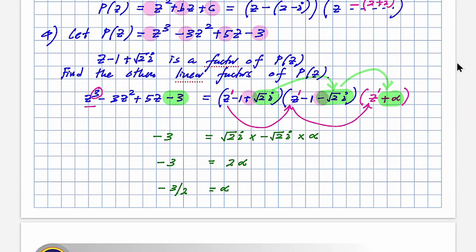Yeah, if your multiplication is right, check my multiplication, my values. So alpha is equal to that. So I'm going to write this one to be z minus 3 divided by 2. Check my algebra. I think it's right. That's how you do it.